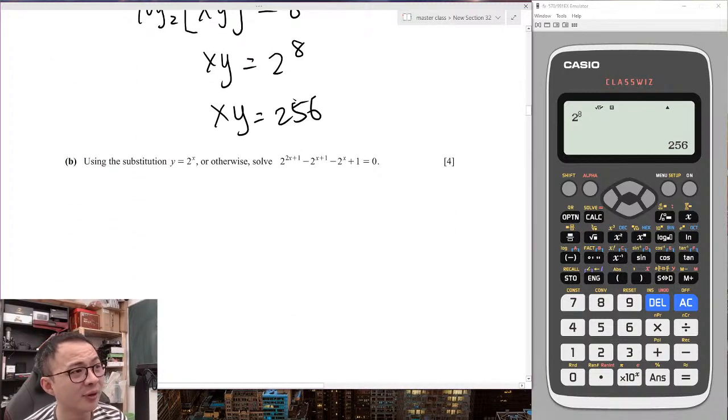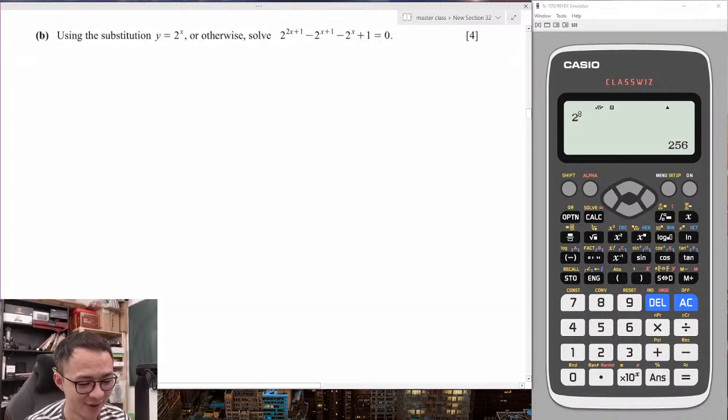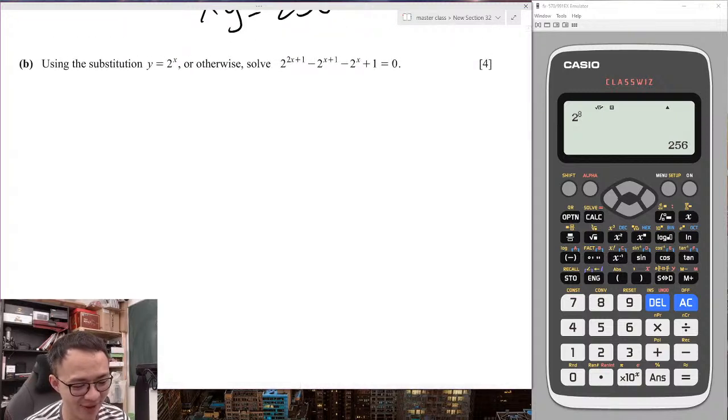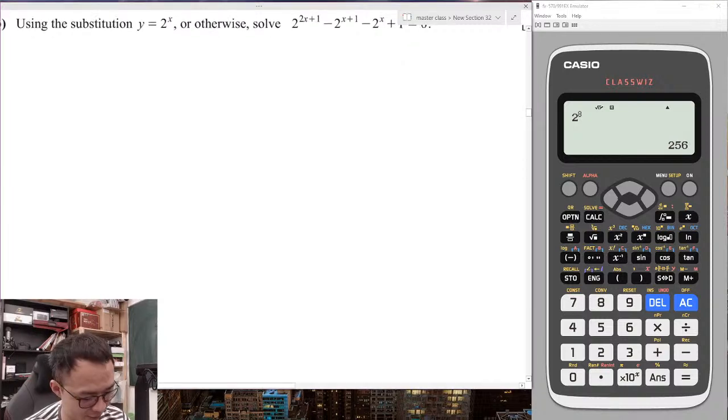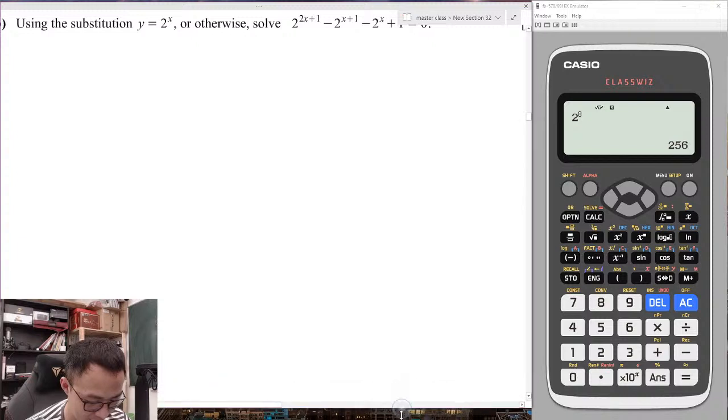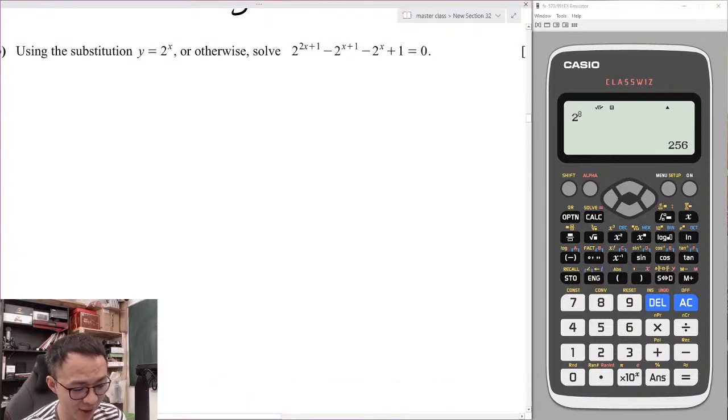Okay, because the question is very tiny here, let me just zoom bigger a little bit. When I zoom too big, later we'll have very limited space for me to write as well. But I hope now it's okay. Using the substitution y equals 2 power of x, or otherwise, solve this equation. If you see the word otherwise here, you are not necessarily required to sub y equals 2 power of x, but I will always recommend my students to do so because it seems easier here.